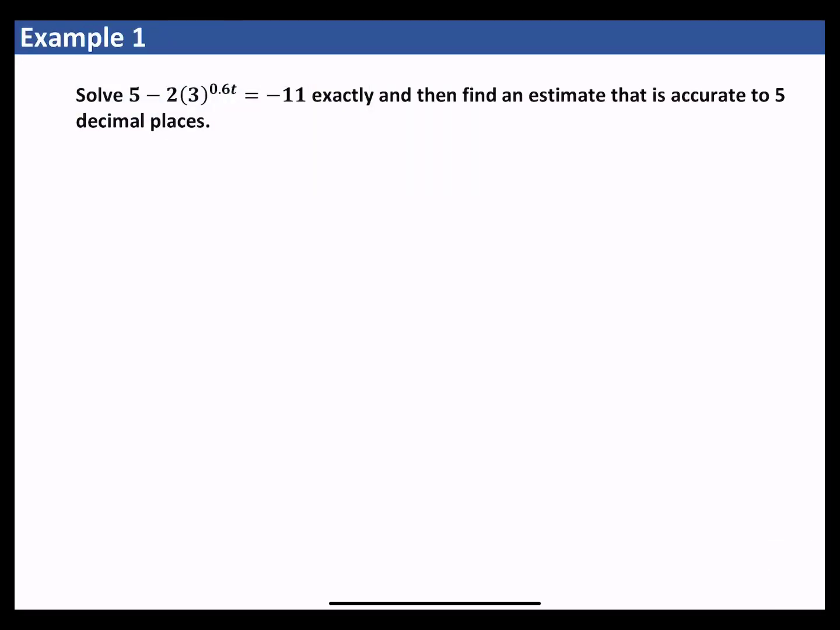Solve 5 minus 2 times 3 raised to the 0.6t equals negative 11 exactly, and then find an estimate that is accurate to 5 decimal places. To solve for t, we will reverse the order of operations. First, we will subtract 5 from both sides to get negative 2 times 3 raised to the 0.6t equals negative 16. Then, we divide both sides by negative 2 to get 3 raised to the 0.6t equals 8.